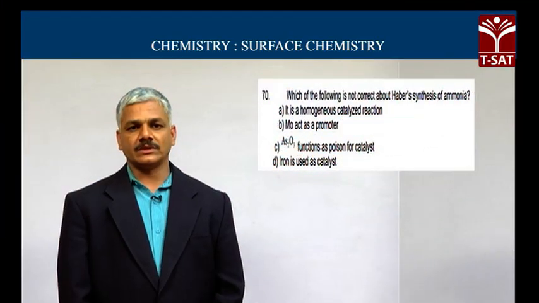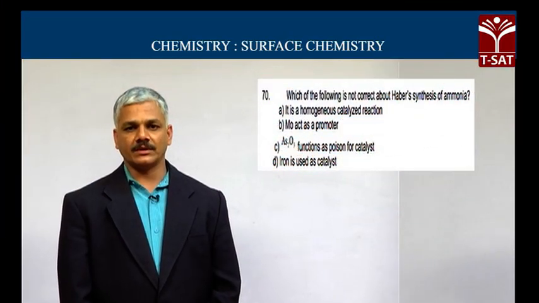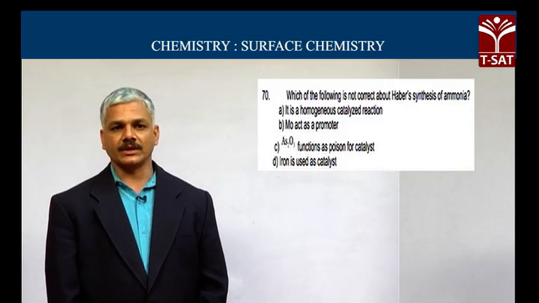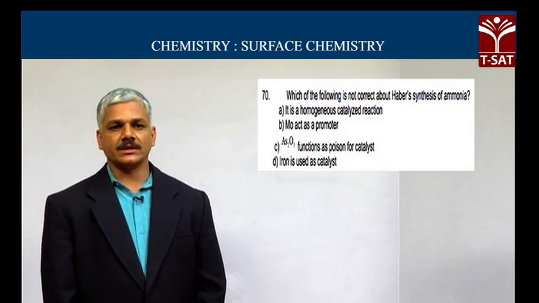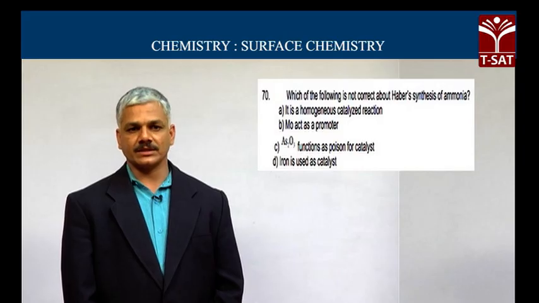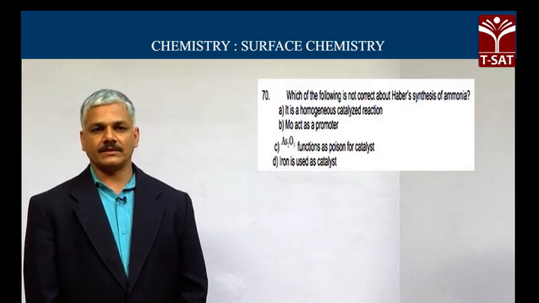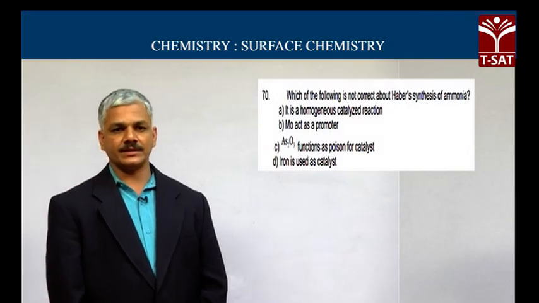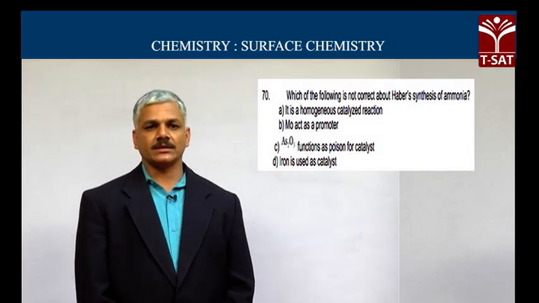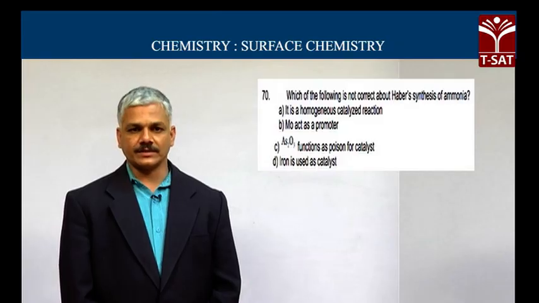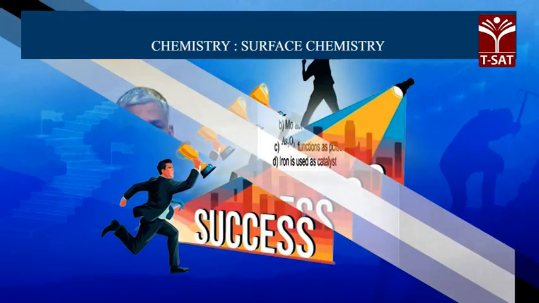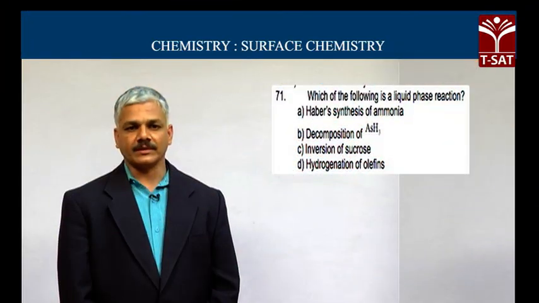70. Which of the following is not correct about Haber's synthesis of ammonia? Given options are: it is a homogeneous catalyzed reaction; molybdenum acts as promoter; arsenic oxide functions as a poison for catalyst; iron is used as a catalyst. Correct option is A.